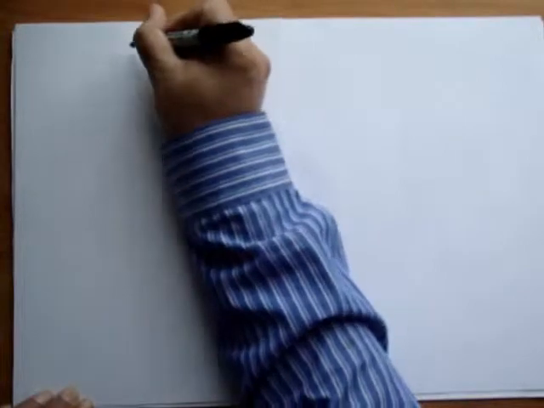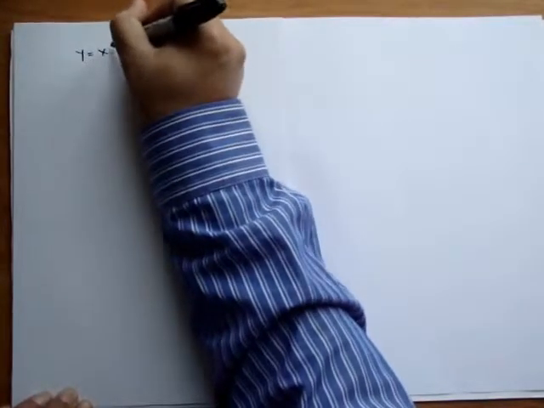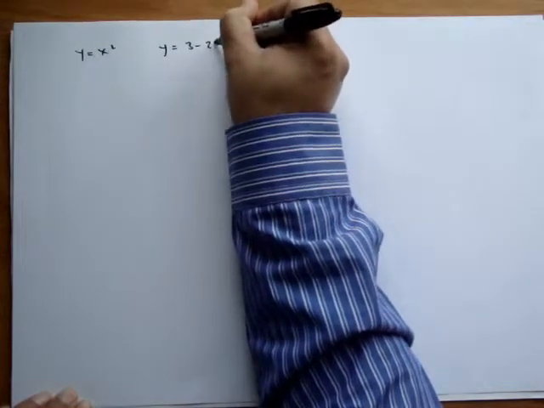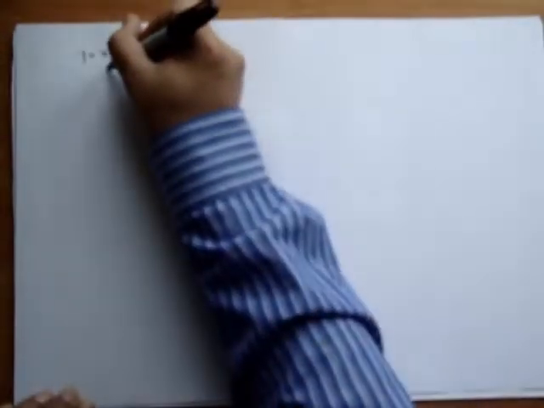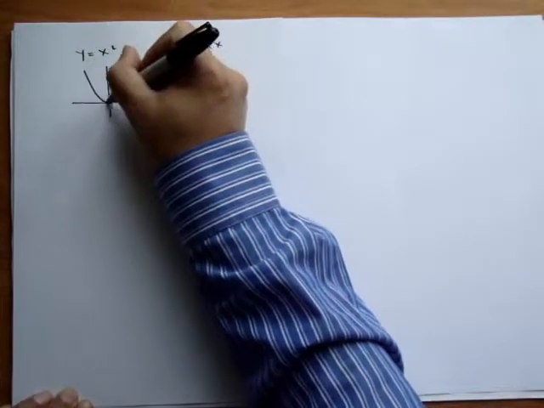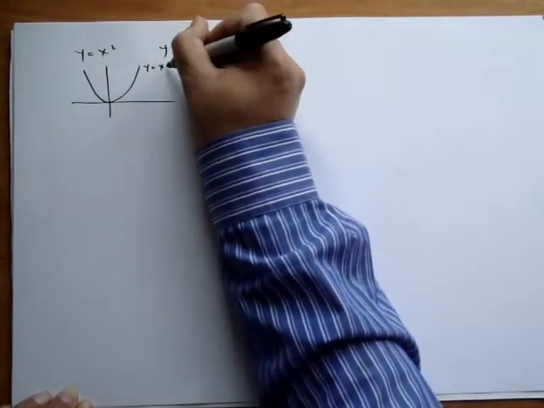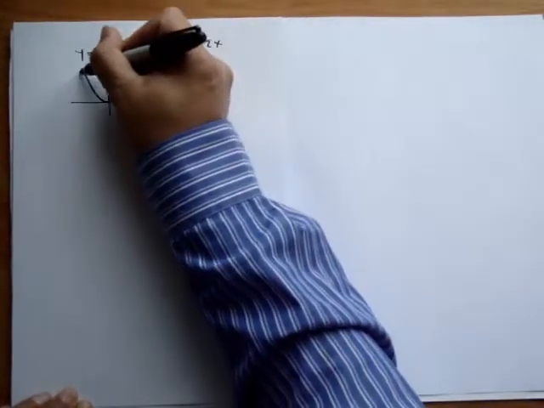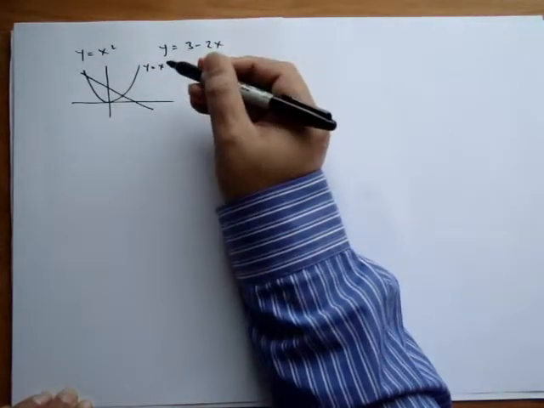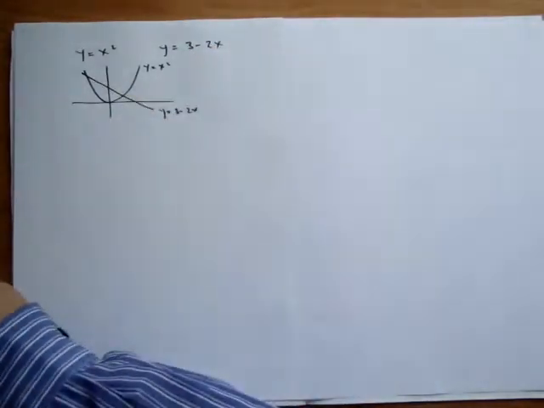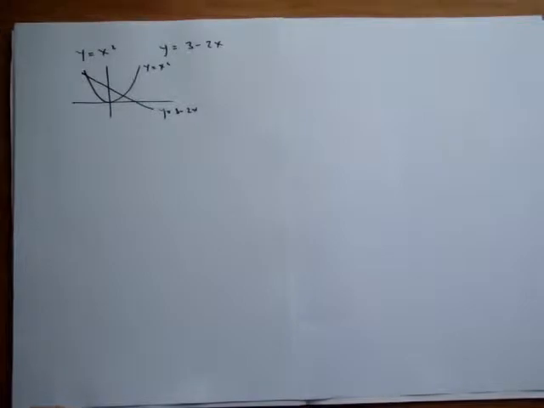We're asked to find the area bounded by the curve y equals x squared and y equals 3 minus 2x. So if we quickly draw this, y equals x squared is our parabola, which goes through 0, and y equals 3 minus 2x would be a negative line going through like this. So this is y equals 3 minus 2x, and the area that we're trying to find would be this.